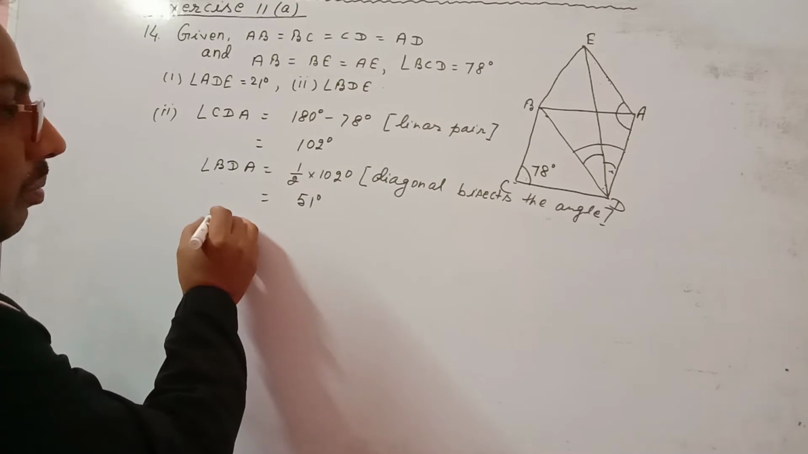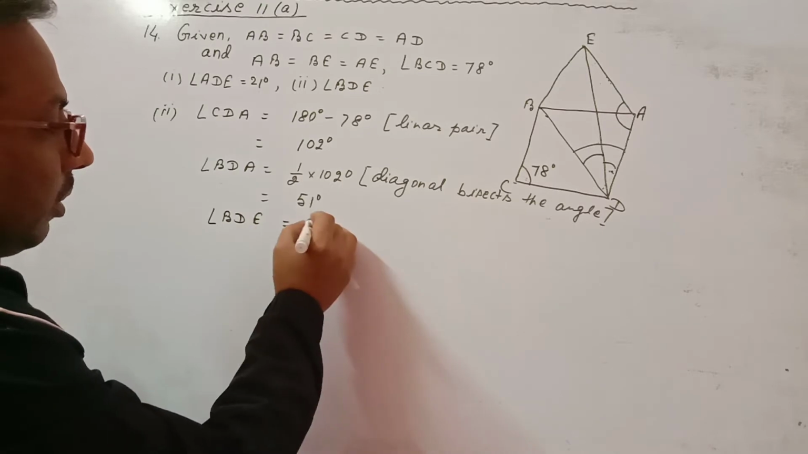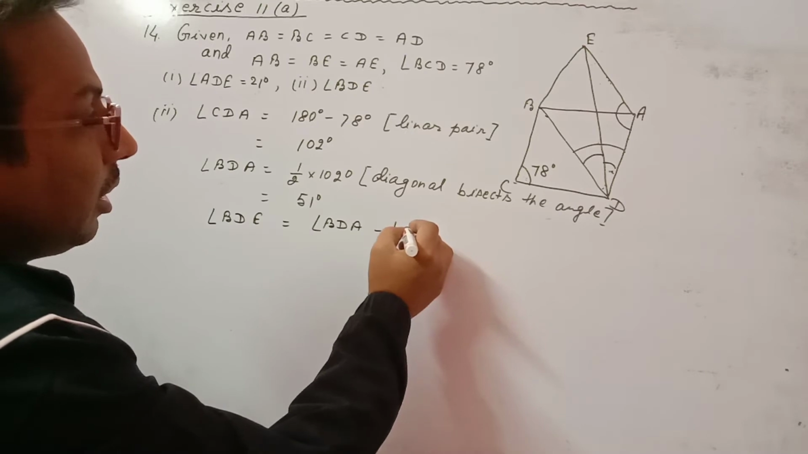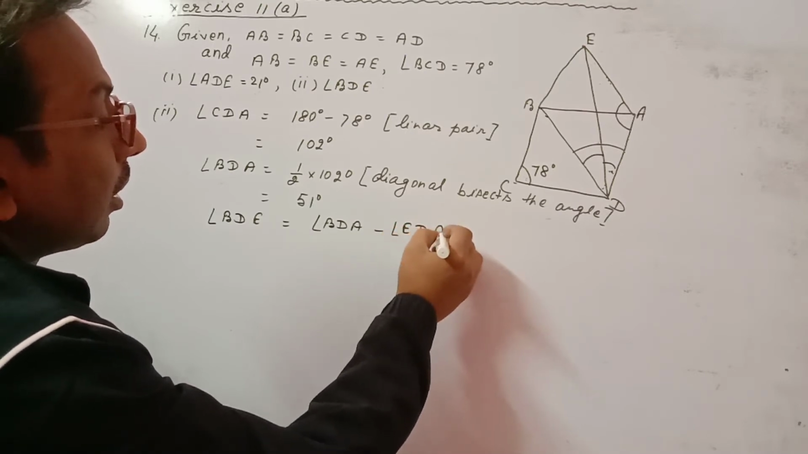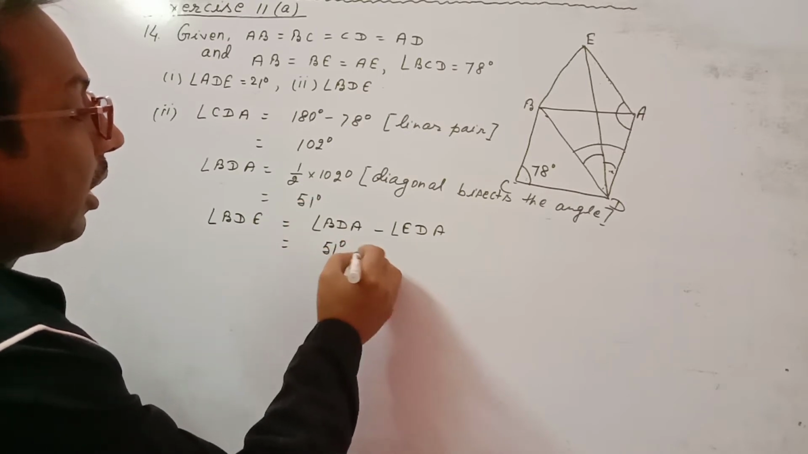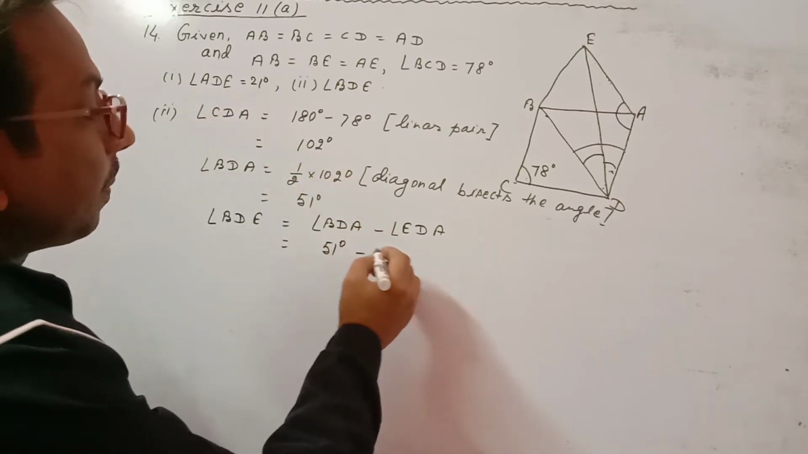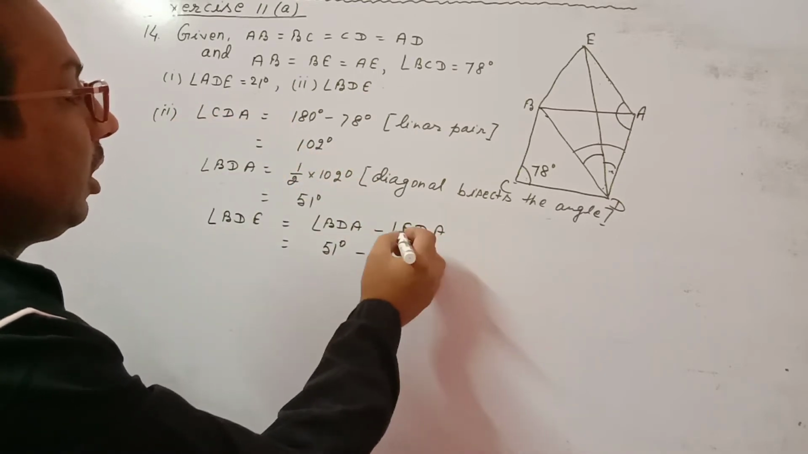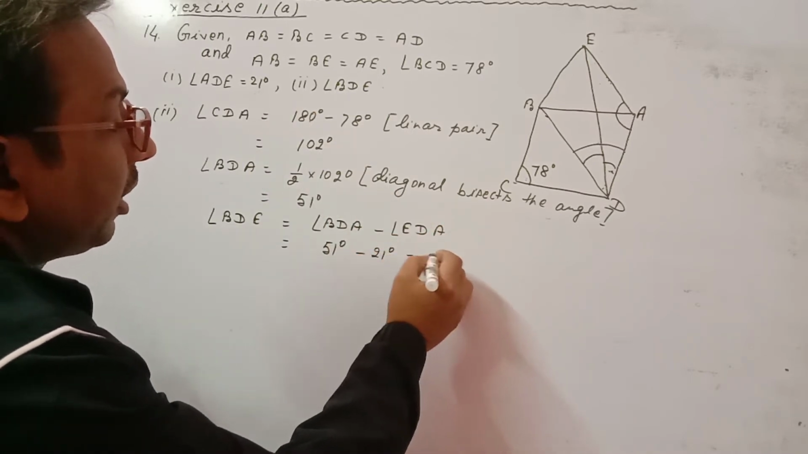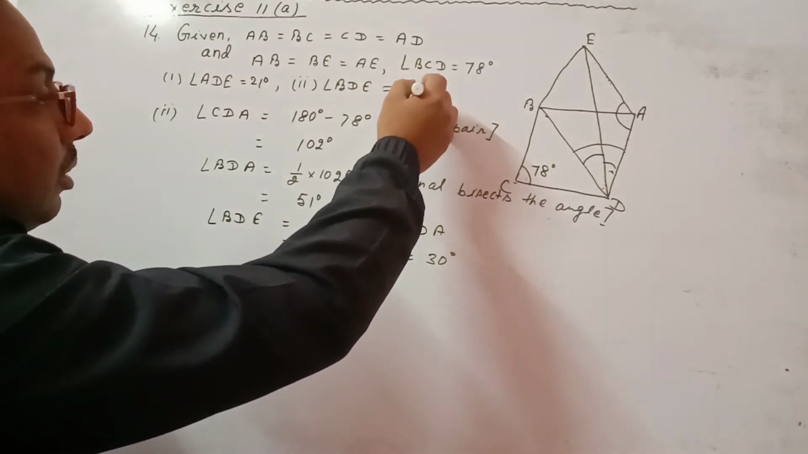So angle BDE equal to angle BDA minus angle EDA. So angle BDA is equal to 51 degree, and angle EDA, that is equal to angle ADE, equal to 21 degree. ADE you say or EDA we say, both are the same. So 21 degree, subtract it, you are getting 30 degree. So angle BDE equal to 30 degree.